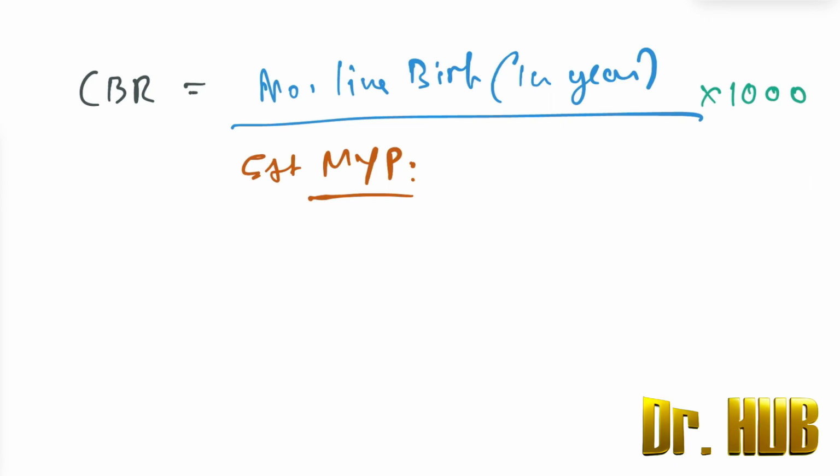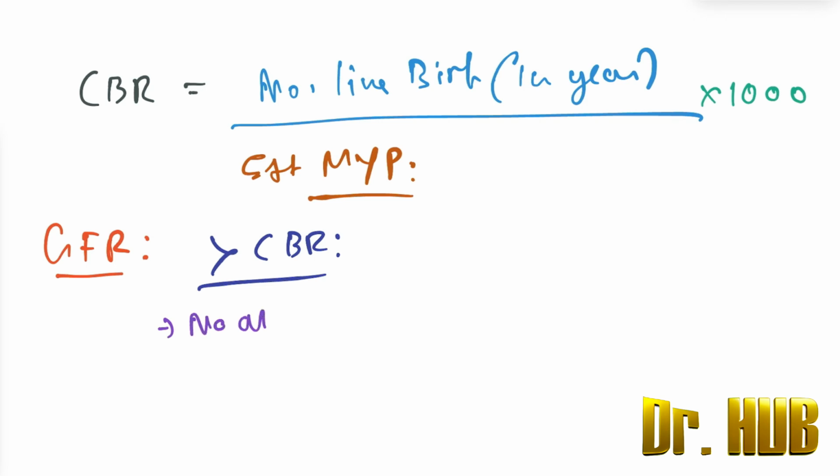Next comes the general fertility rate. The general fertility rate is a better indicator of fertility than the crude birth rate. The demerit of this indicator is that not all women in the denominator are exposed to childbirth.